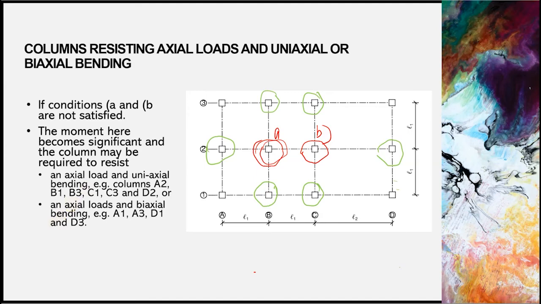You have another one, which is axial load and biaxial bending, which is A1, A3, D1 and D3. Let's take A1 for example. If you see, for both the X-axis and the Y-axis, the loading from the beam will be more to the top and also more to the right, because the left side has no beam and the bottom side has no beam either. So there is biaxial, because there are two axes that are not balanced.